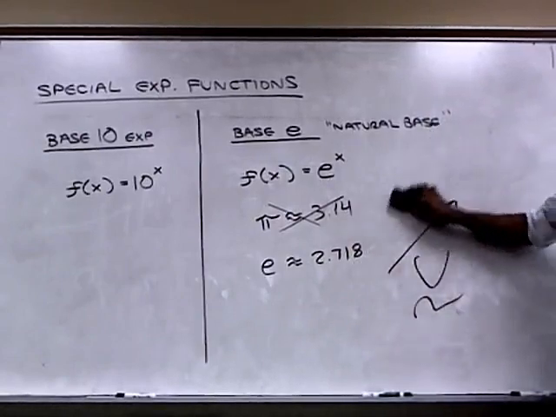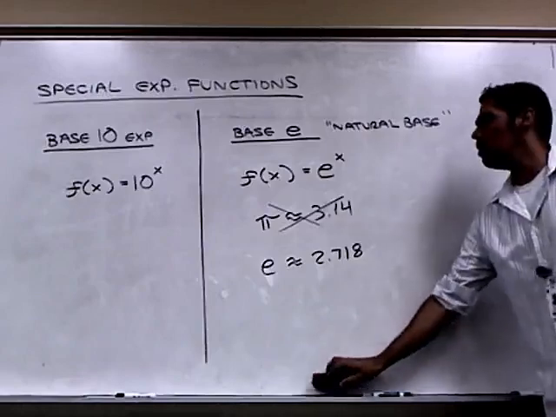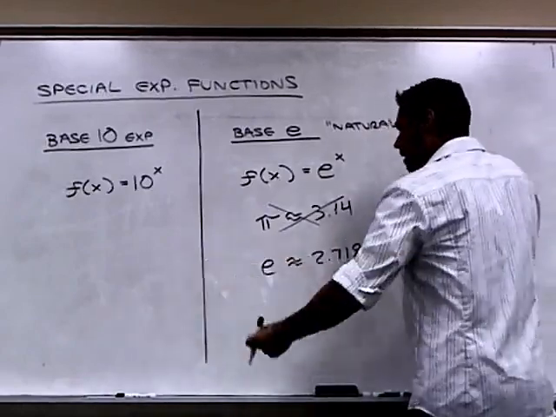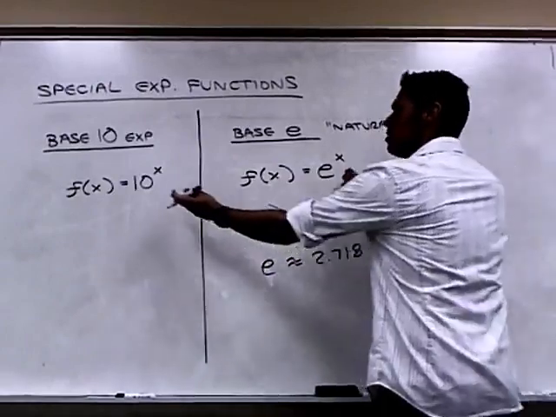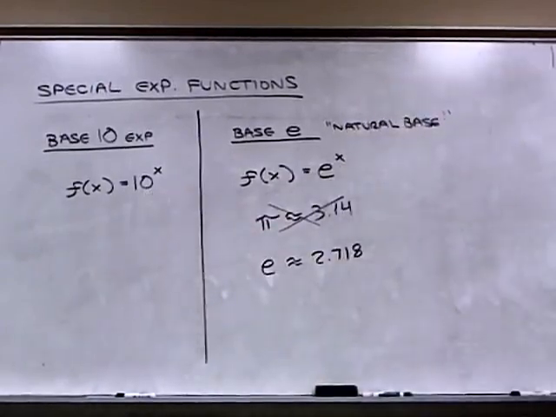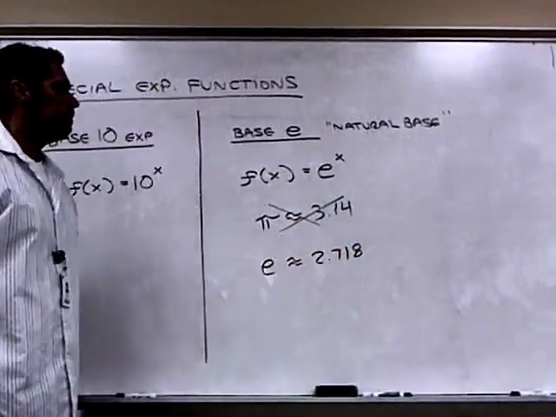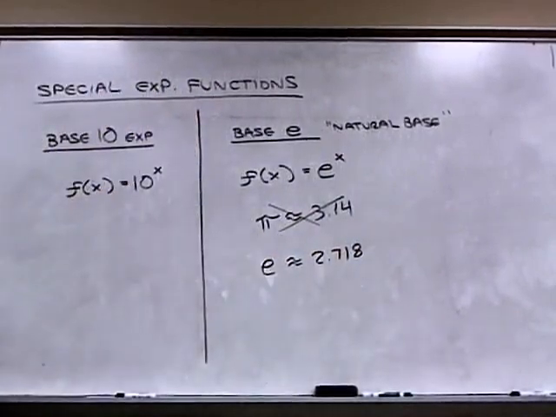What will its left-hand behavior be? Well, e is a bigger number than 1, right? So the left hand would be towards 0, right hand would be up. Which of these grows faster, 10 to the x or e to the x? Which base is bigger? 10, right? So this one will grow faster than this one. But e behaves a certain way for us, so we like it.